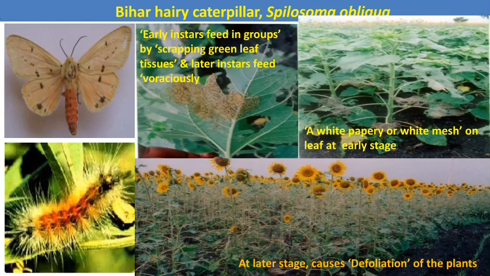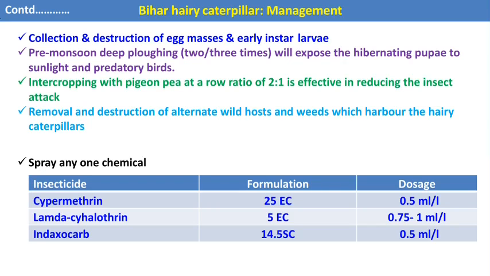Next, that is the red hairy caterpillars. For these hairy caterpillars, the caterpillar is the damaging stage, and early instar larvae feed in groups by scraping green leaf tissues, and later instar larvae feed voraciously on the leaves. As a result of feeding, in case of severe infestation, a whitish, peppery, or whitish mesh occurs on the leaves at early stage, and at a later stage causes complete defoliation of the plants.